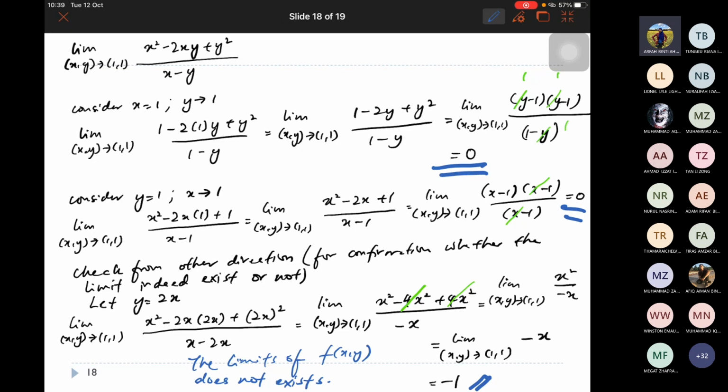So cuba check ada direction. Gantikan Y sama dengan X kuasa 2 ke, Y sama dengan 5X ke. Sama je step dia. Sama juga gantikan dengan kosong. Sebab kalau gantikan kosong, semuanya akan jadi kosong kan. Okay, clear. Okay.